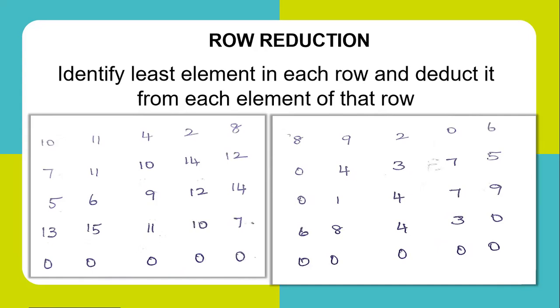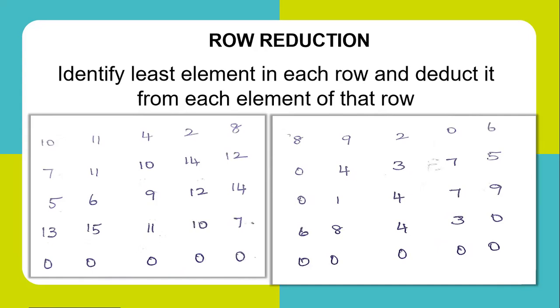Deriving the third row, we identify the least cost element as 5. So 5 minus 5, 6 minus 5, 9 minus 5, 12 minus 5, and 14 minus 5. This will give the new values of the third row. Similarly, we proceed with the fourth row and the fifth row. With all these newly derived values, we form a new matrix, that is the row reduced matrix.